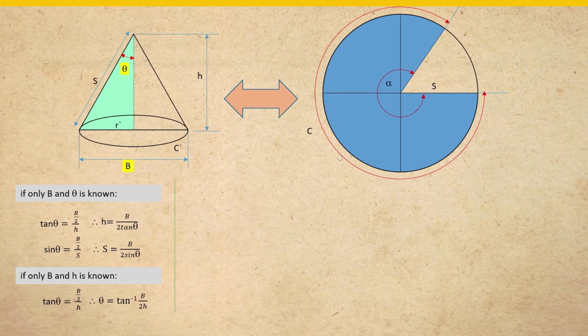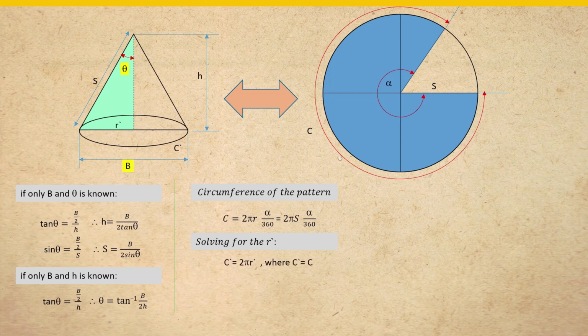Let us solve for the circumference of the pattern on the right side. Circumference c is equal to 2 times pi times radius, and multiplied by the factor alpha divided by 360. Note that the unit of angle alpha is degree. Let us also get the circumference of the cone on the left. Circumference prime is equal to 2 times pi times r prime.